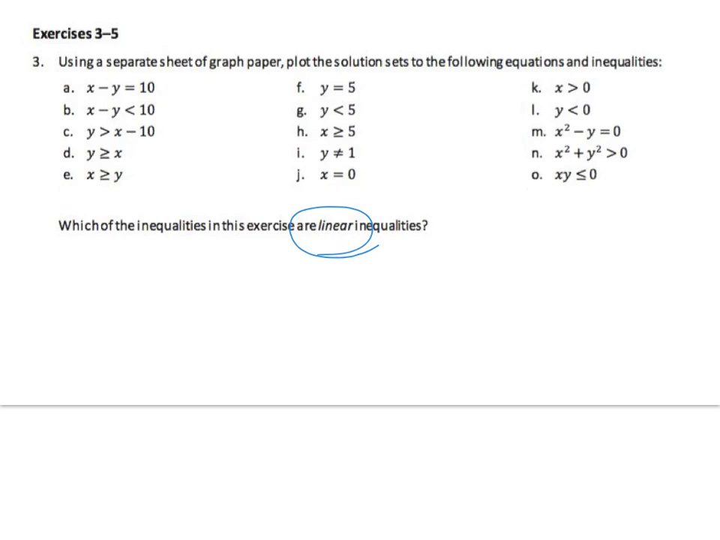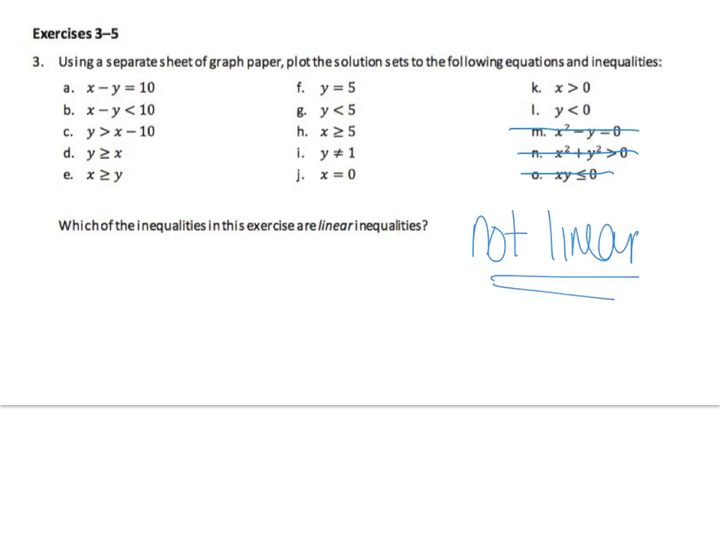That is not, because I have an x squared. This is a circle. Okay? So I'm not circling them, I crossed them off. Not linear. Okay, anything that's squared, multiplied by each other, etc. Everything else is going to be linear. Cool?